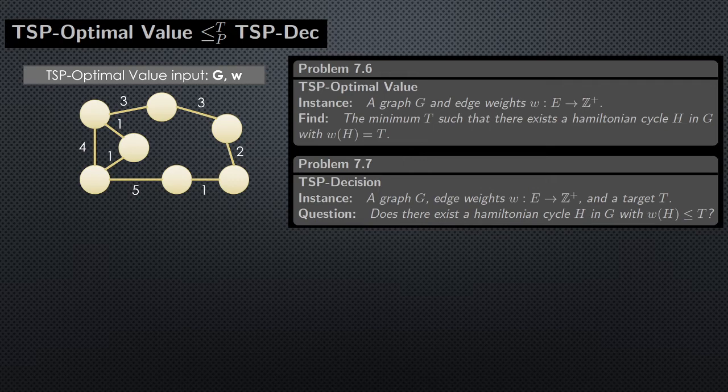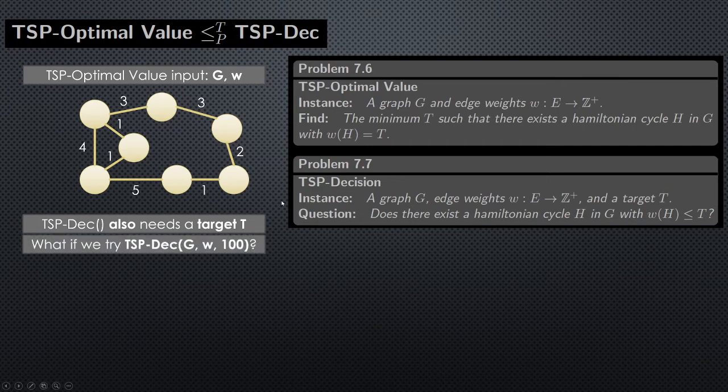Here's the input. We get a graph and we get edge weights. And now we'd like to use TSP decision to solve this problem, but TSP decision takes not only a graph and weights, but also a target. So we have to feed a target into TSP decision. So if I want to figure out what's the best weight that I can achieve on any Hamiltonian cycle in this graph, let's try to call TSP decision on this graph with these weights with some t value. Let's say the t value is 100. Okay, what will TSP decision say?